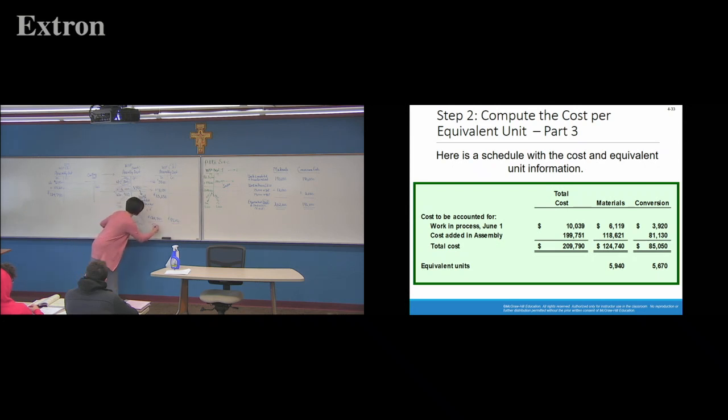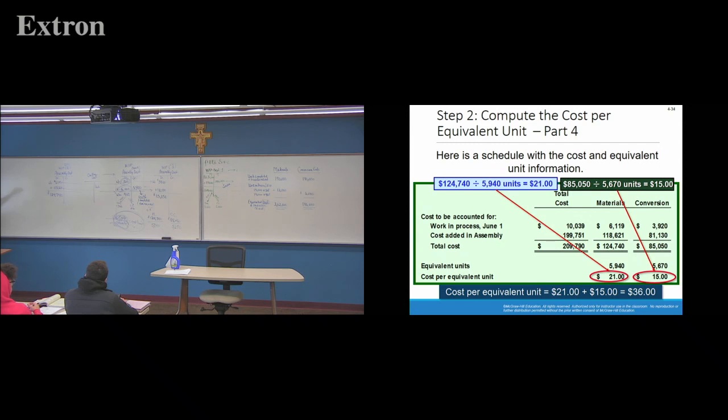We had 5,940 equivalent units for materials. This is materials. And we had 5,670 equivalent units for conversion costs. So again, our goal is this formula right here, just to divide my total cost by my equivalent units of production. Okay? The nice thing is we can do all that right on the table.